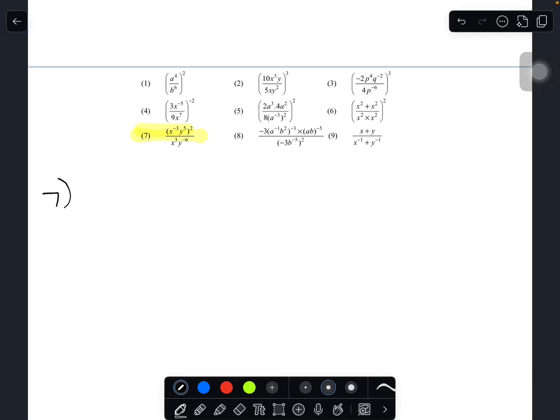And now the whole question isn't in brackets. So we're going to work with our top first and then our bottom. And now, looking at this top part here, this is going to be x to the negative 6 times y to the 10 over x to the 3 y to the negative 6.